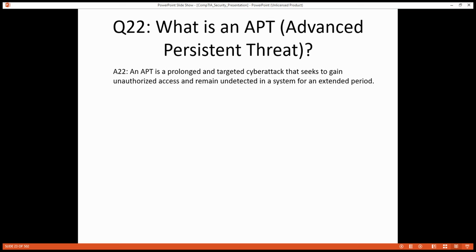Q22. What is an APT, Advanced Persistent Threat? A22. An APT is a prolonged and targeted cyber attack that seeks to gain unauthorized access and remain undetected in a system for an extended period.